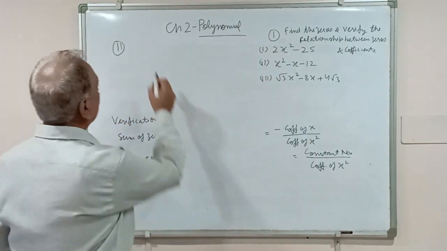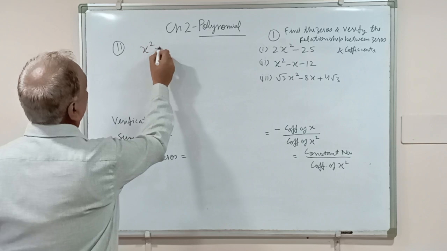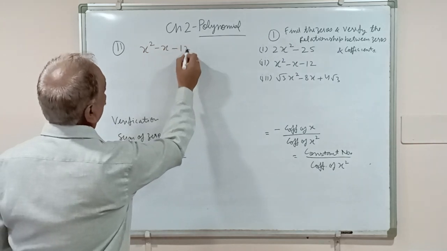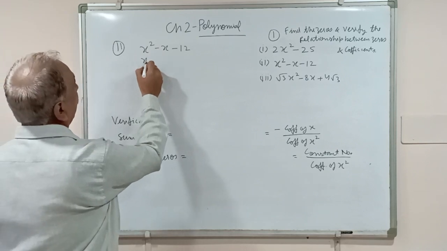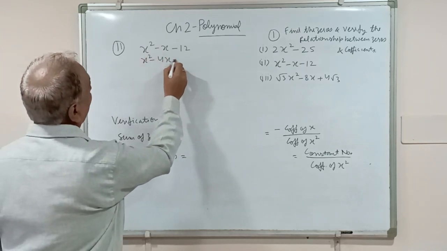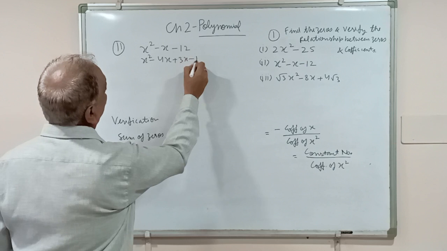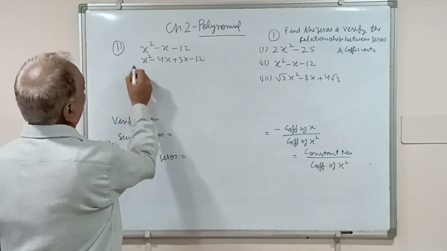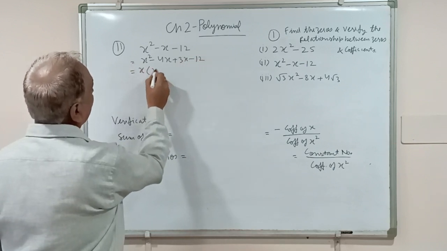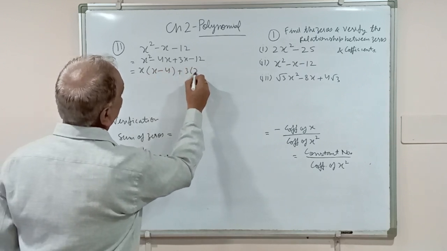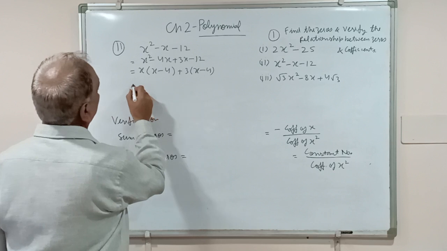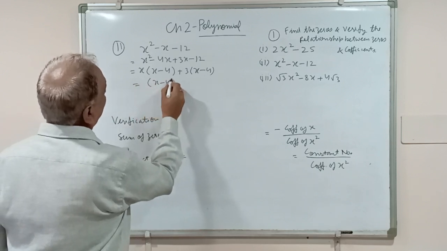x square minus x, minus 12. Splitting the middle term: x square minus 4x plus 3x minus 12. x is common in the first two terms. 3 is common in the last two terms. x minus 4 is common.